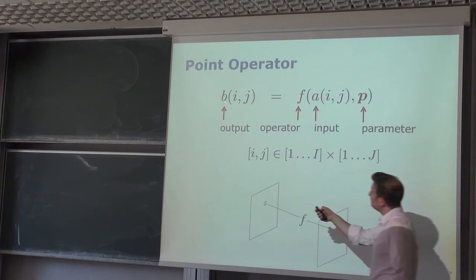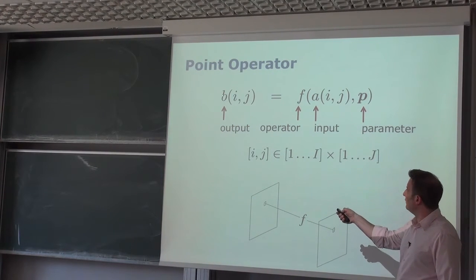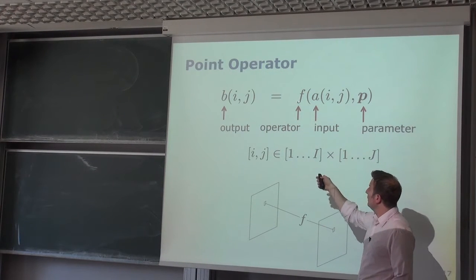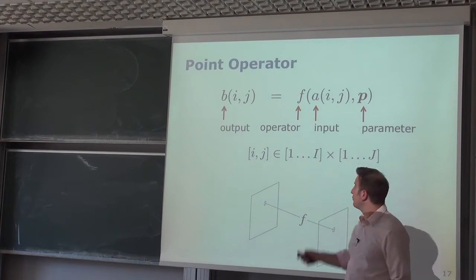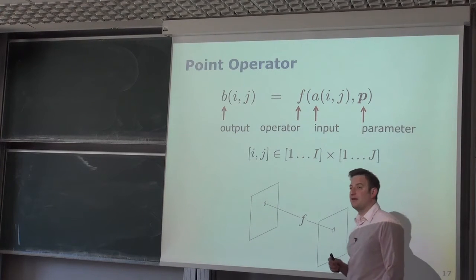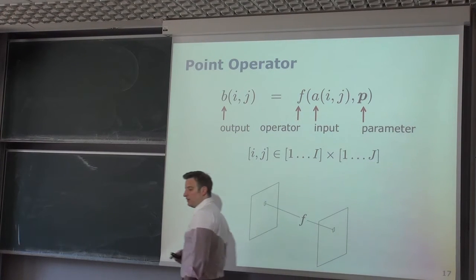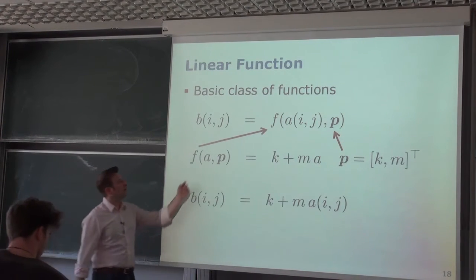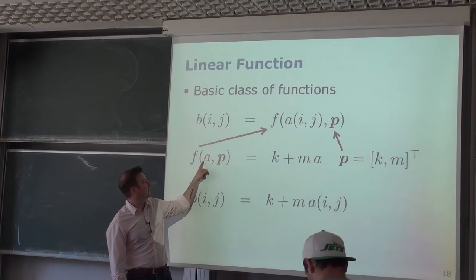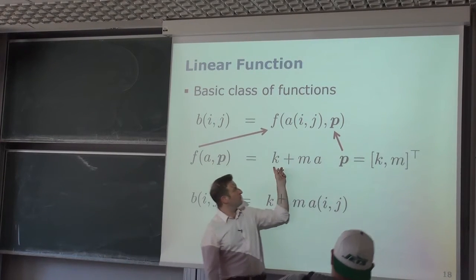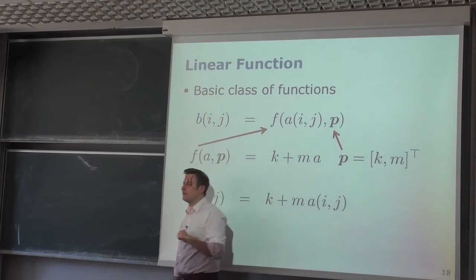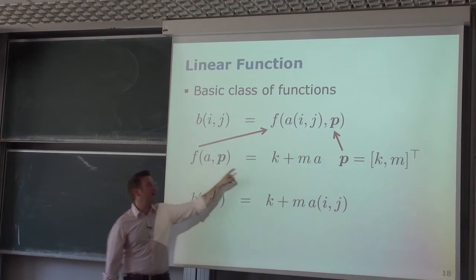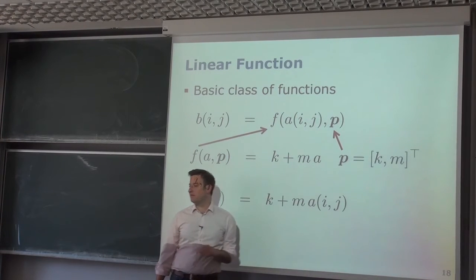And we defined these types of functions, and we will actually look into those functions today in more detail. So we had our output intensity value for an image coordinate ij, which is the input image transformed through a function or through our operator, and this operator can have some additional parameters. And we looked into a very basic setting, which is basically using a linear function. So then our function f has the parameters p, which is the number k and the number m. And this is simply a linear function mapping this intensity value a to k plus m times a.